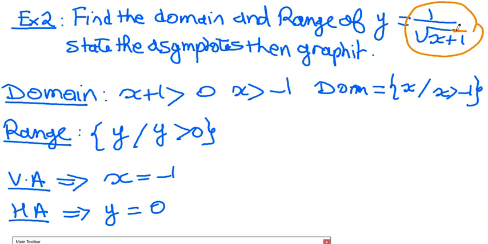It means the expression under the radical is strictly positive. I cannot have it equal to 0. So x should be bigger than minus 1. I can write the domain this way or the other. I just wrote it here like this.